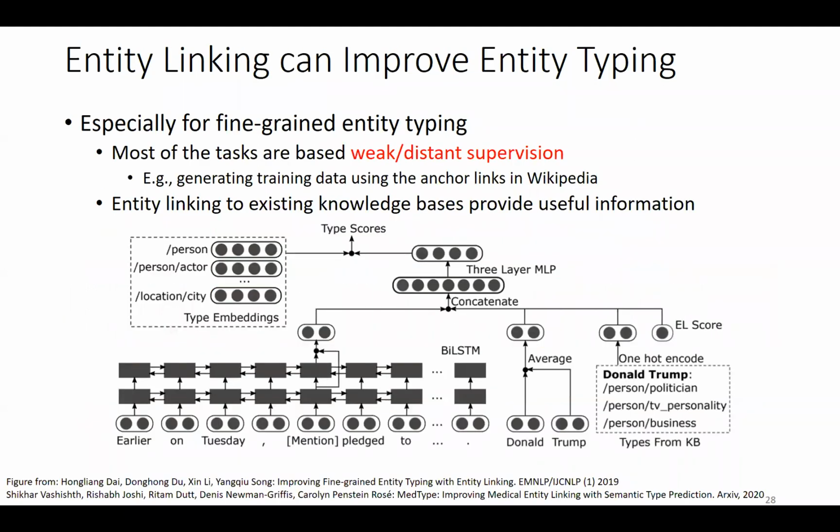Sometimes entity linking can improve entity typing, especially for fine-grained entity typing. The task of entity typing is usually trained based on distant supervision, where the annotations are weak signals, which could be simply anchor links in Wikipedia. So in this case, besides the weak supervision, when an entity can be linked to a Wikipedia page, the categories of that page can also help to decide which type the entity should be classified into.